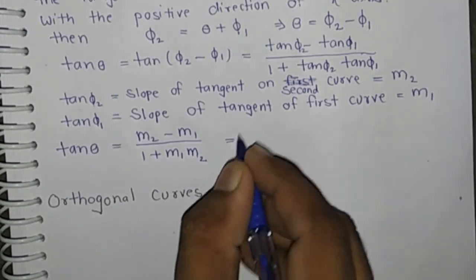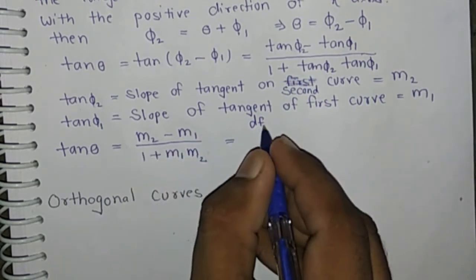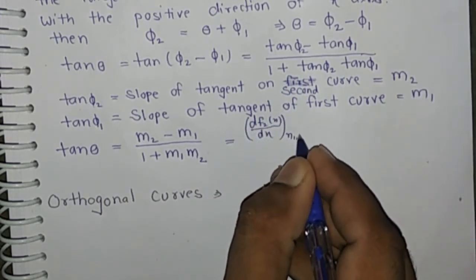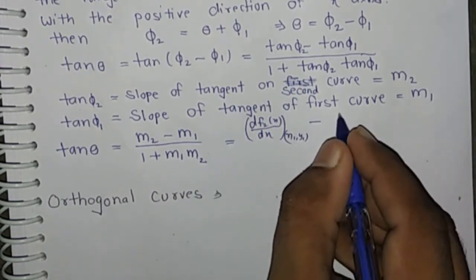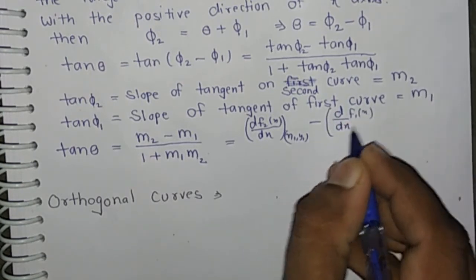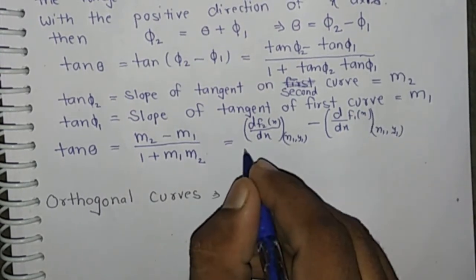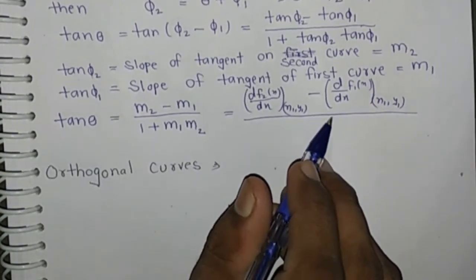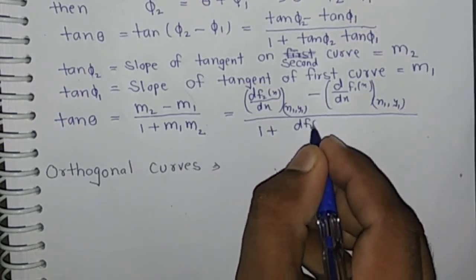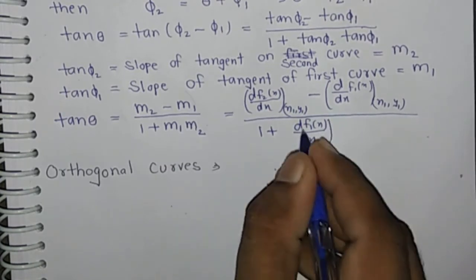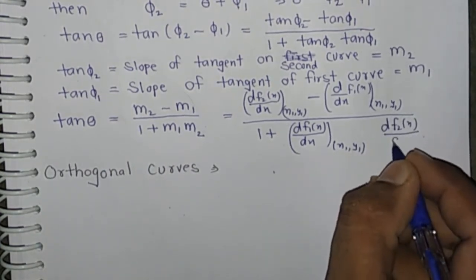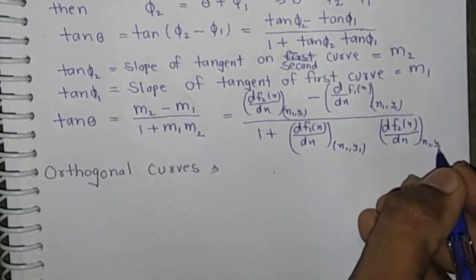m2 means d f2x by dx at point x1 y1, minus m1 means d f1x by dx at point x1 y1, by 1 plus m1 m2, where m1 means d f1x by dx at x1 comma y1, and similarly m2 is d f2x by dx at point x1 comma y1.